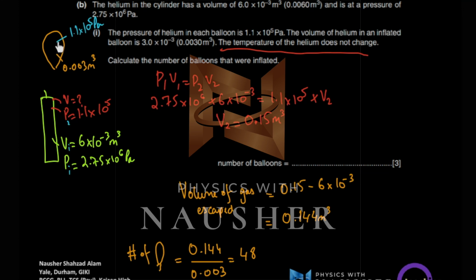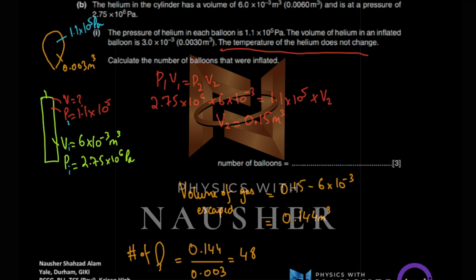If the balloon cannot take more than 1.1 times 10 to the power 5, the pressure in the cylinder cannot be more than 1.1 times 10 to the power 5, otherwise the balloon will explode. Right now the pressure is 2.75, it will burst. We don't want it to explode. Therefore, first make the pressure inside the cylinder 1.1 times 10 to the power 5. For that, you will have to change the volume of the gas in the cylinder.